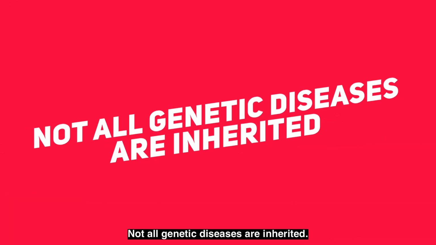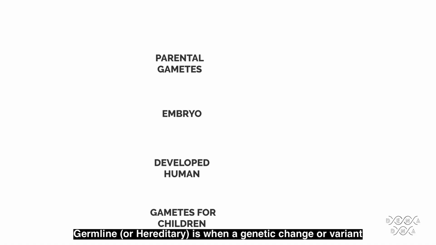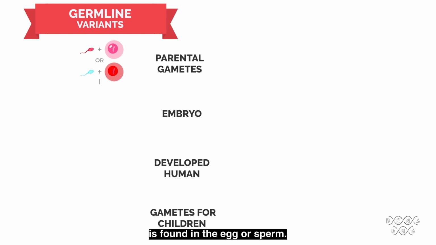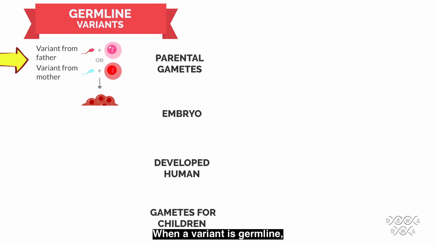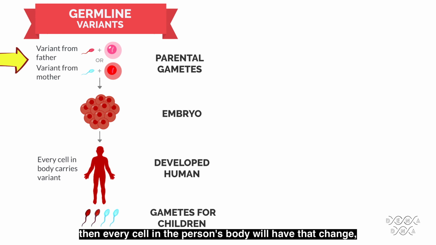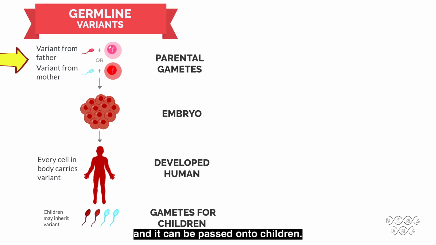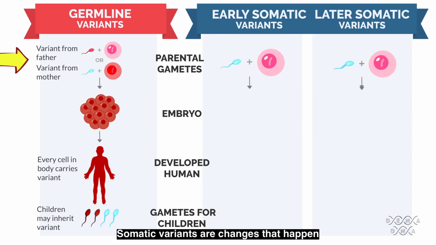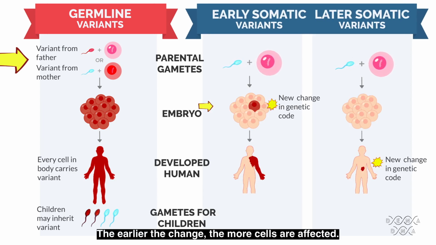Okay, I know that was a lot of information, so here's a quick summary. Not all genetic diseases are inherited. Germline or hereditary is when a genetic change or variant is found in the egg or sperm. When a variant is germline, then every cell in the person's body will have that change, and it can be passed on to children. Testing for germline changes is typically done with saliva or blood. Somatic variants are changes that happen later in development. The earlier the change, the more cells are affected.